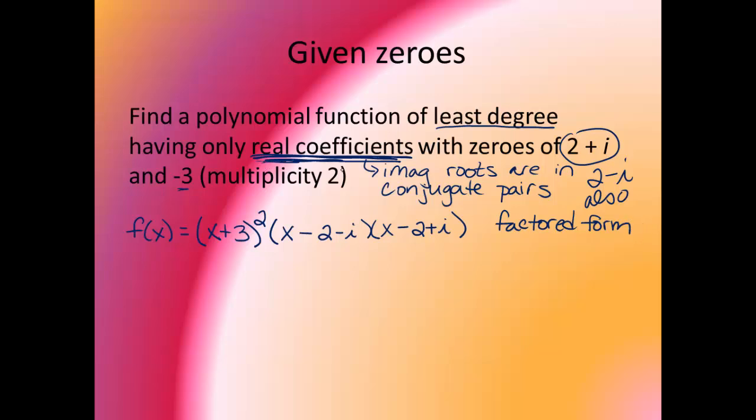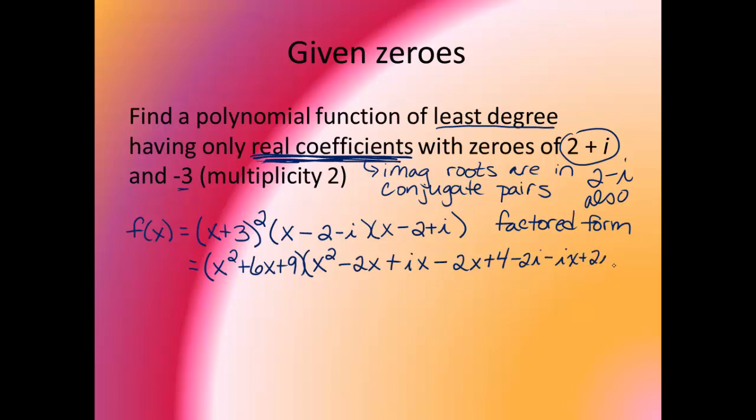But again, they are asking me to do real coefficients, so I am going to multiply things out. The first one is the square of a binomial, so I can do that. This second one, make sure you always do the i's at the same time because things will cancel out nicely then. So you get x squared minus 2x plus ix minus 2x plus 4 minus 2i minus ix plus 2i minus i squared.